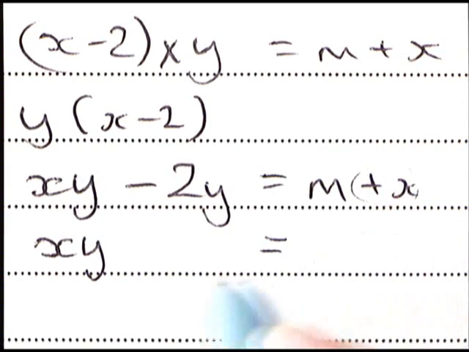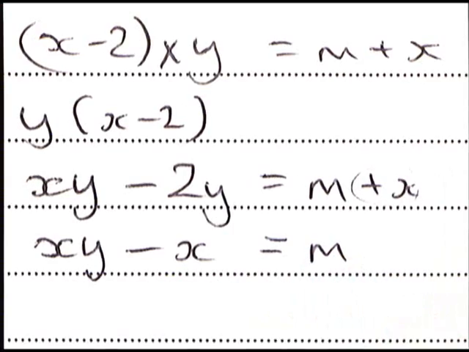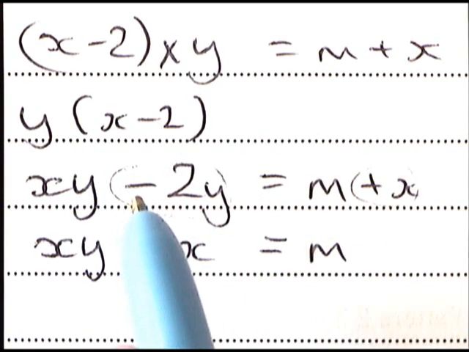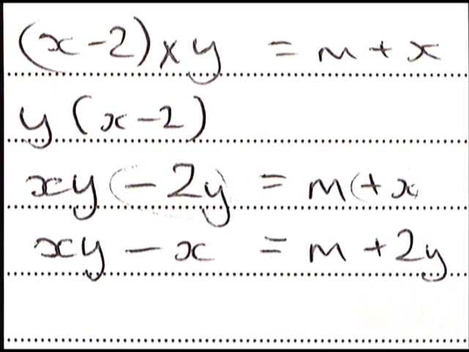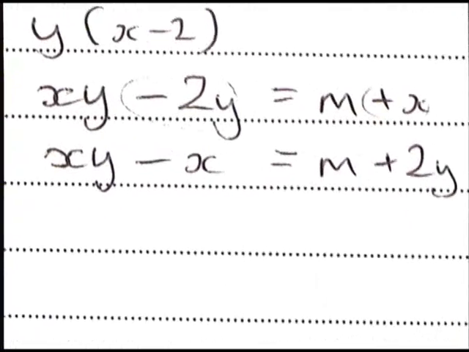If it's a plus on one side, it'll be a minus on the other. I'll keep the m where it is, but that 2y I will shift across to the other side. Now it's a minus 2y here, it'll be the opposite over here, it'll be a plus 2y. So I've now got the x's both on the same side, and that's a step forward.